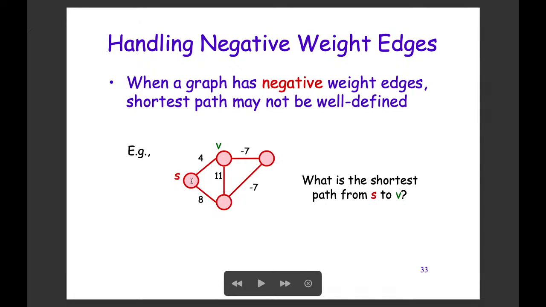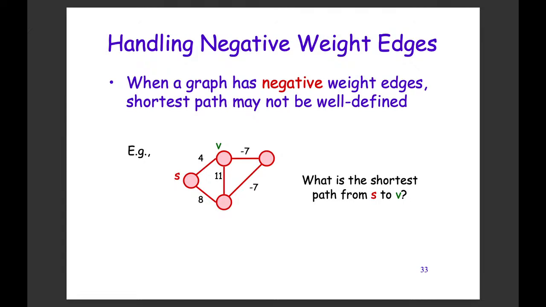So by moving from S to V and walking this cycle once, the total distance suddenly drops to 4 minus 3, which is equal to 1. And if we walk along this cycle another time, the total distance drops by another 3, so it becomes -2, and so on and so forth. So the distance from S to V is now not well defined, because the more times we walk along this cycle, the smaller the value we get.